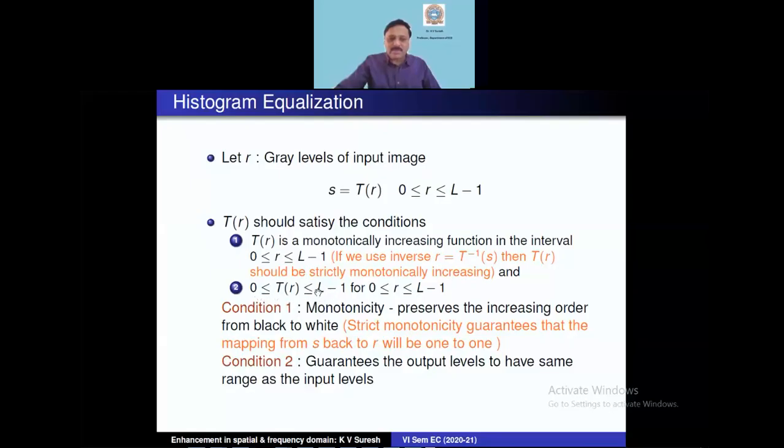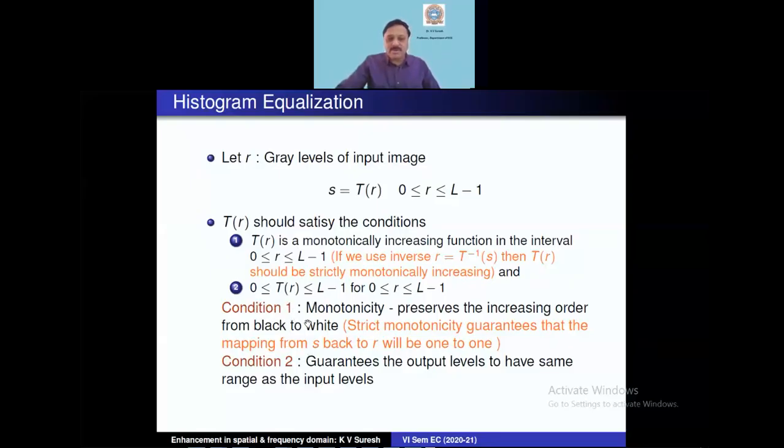That means it should fall in the same range, because you are using a particular number of bits for representing the input image. I should be using the same number of bits to represent the output image. For example, if I am using an 8-bit image, I'll have 0 to 255. I cannot expect the transformation to take me from 8-bit to maybe some 10-bit image. Because the representation changes, you cannot change the number of bits. So that is the meaning. For the input range to be in 0 to L minus 1, the output or the transformed pixel should also have the same range. Now, why is condition 1 required?